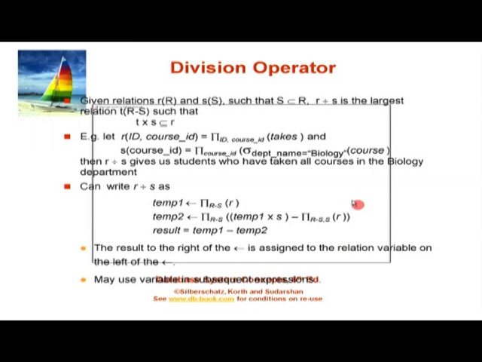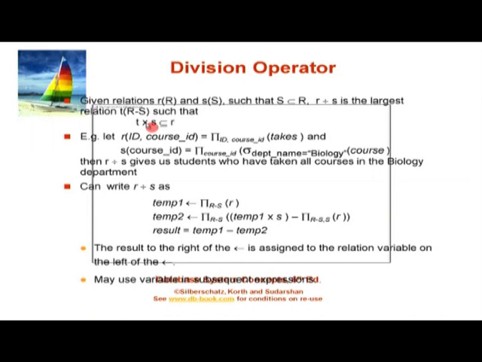So what is a division operator? This is a little hard to read, but I'll give an example which shows this. The division operator says, given relations R with some schema capital R and S with some schema capital S, the important thing is the schema of S must be a subset of R. So the second relation must have a subset of the attributes of the first relation. R divided by S is the largest relation T on attributes in R minus the attributes in S, that is all the remaining attributes, such that T cross product with S is a subset of R.